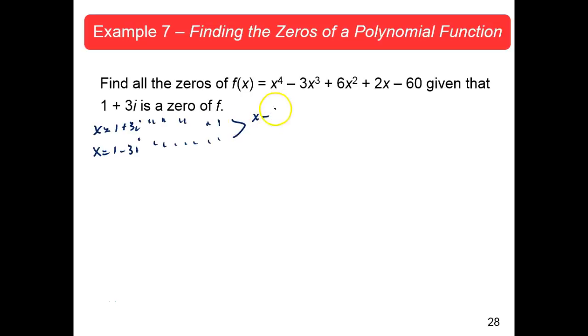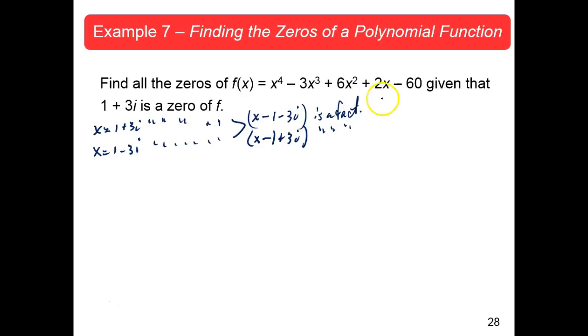X minus 1 minus 3i is a factor. Remember that? We did it twice just before, right? And what's the other one tell you? No, not plus. Minus 1 plus 3i is also a factor. Okay? Now, if we know those two are factors, that means their product is a factor, right?